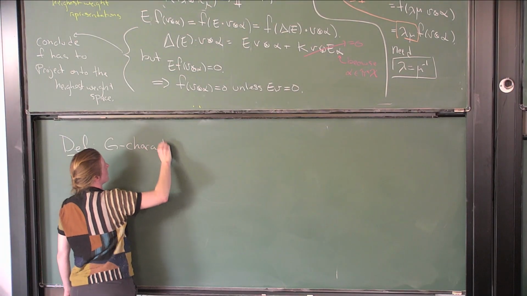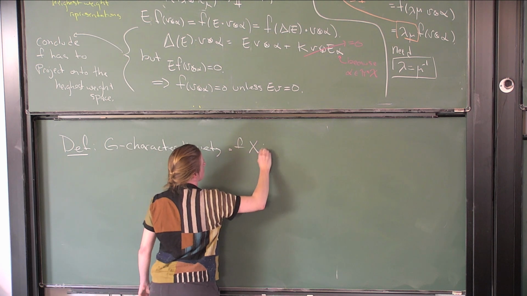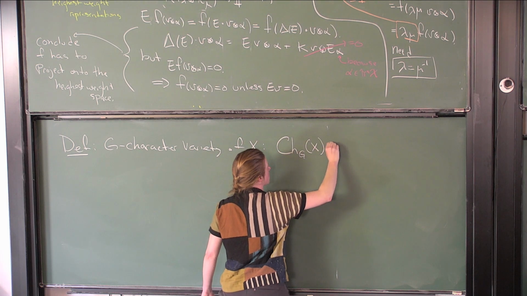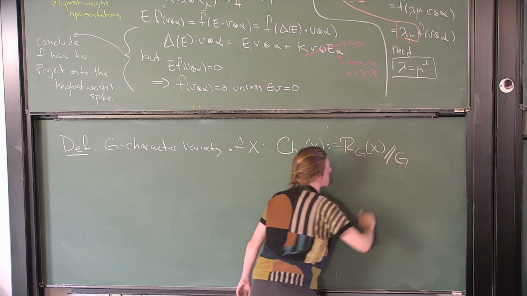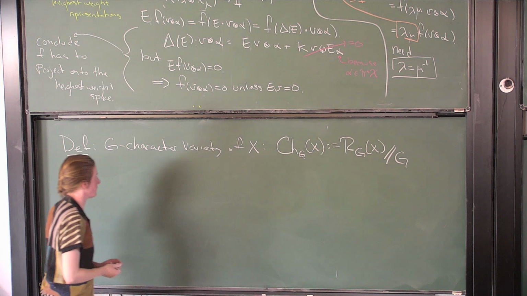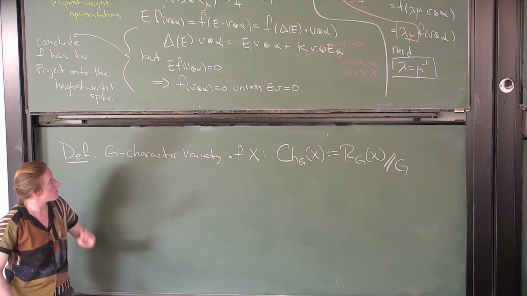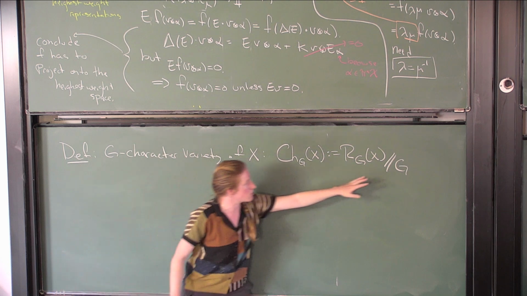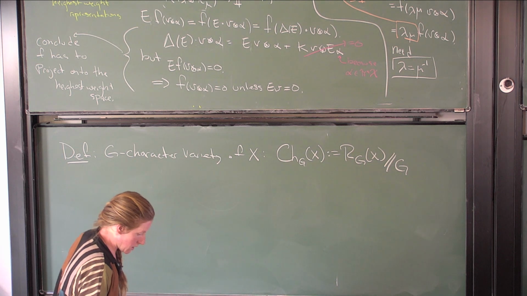So the G character variety, X, I'll write it, this is going to be just the G representation variety after this GIT quotient. And then sometimes we want to work with stacks. I won't highlight that much, but you would just take a stack quotient instead if you need this.